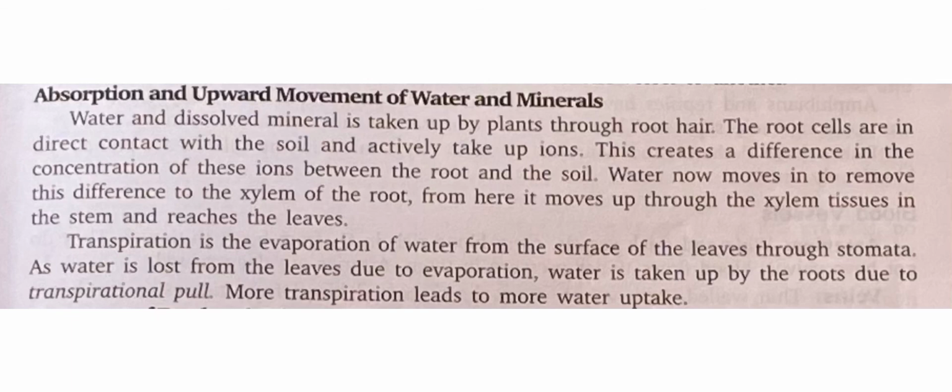Water and dissolved minerals are taken up by plants through root hairs. The root cells are in direct contact with the soil and actively take up ions. This creates a difference in concentration of these ions between the roots and the soil. Water now moves in to remove this difference, into the xylem of the root. From here it moves up through xylem tissue in the stem and reaches the leaves. That is root pressure, and because of diffusion it occurs.